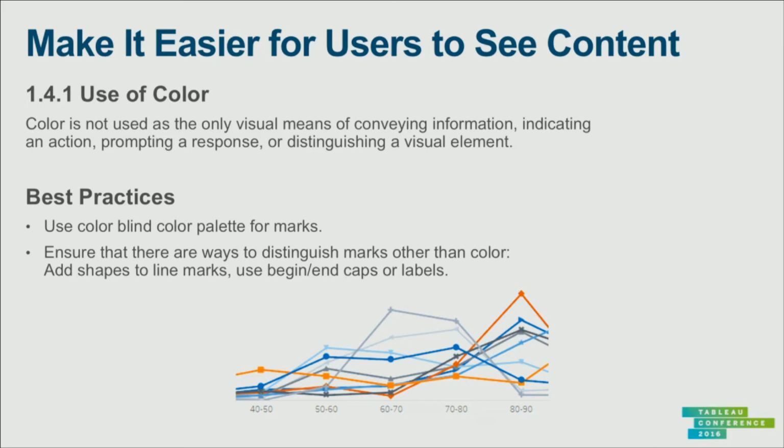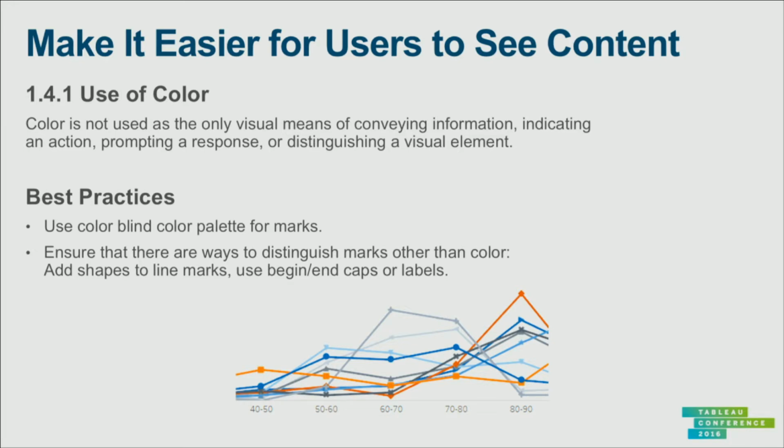So best practices here: one, we have a colorblind palette in Tableau. A lot of people don't know that. You can choose a colorblind palette, and that just takes that particular impairment off the table. And then also make sure that you use some technique to allow you to distinguish marks on a visualization from each other.